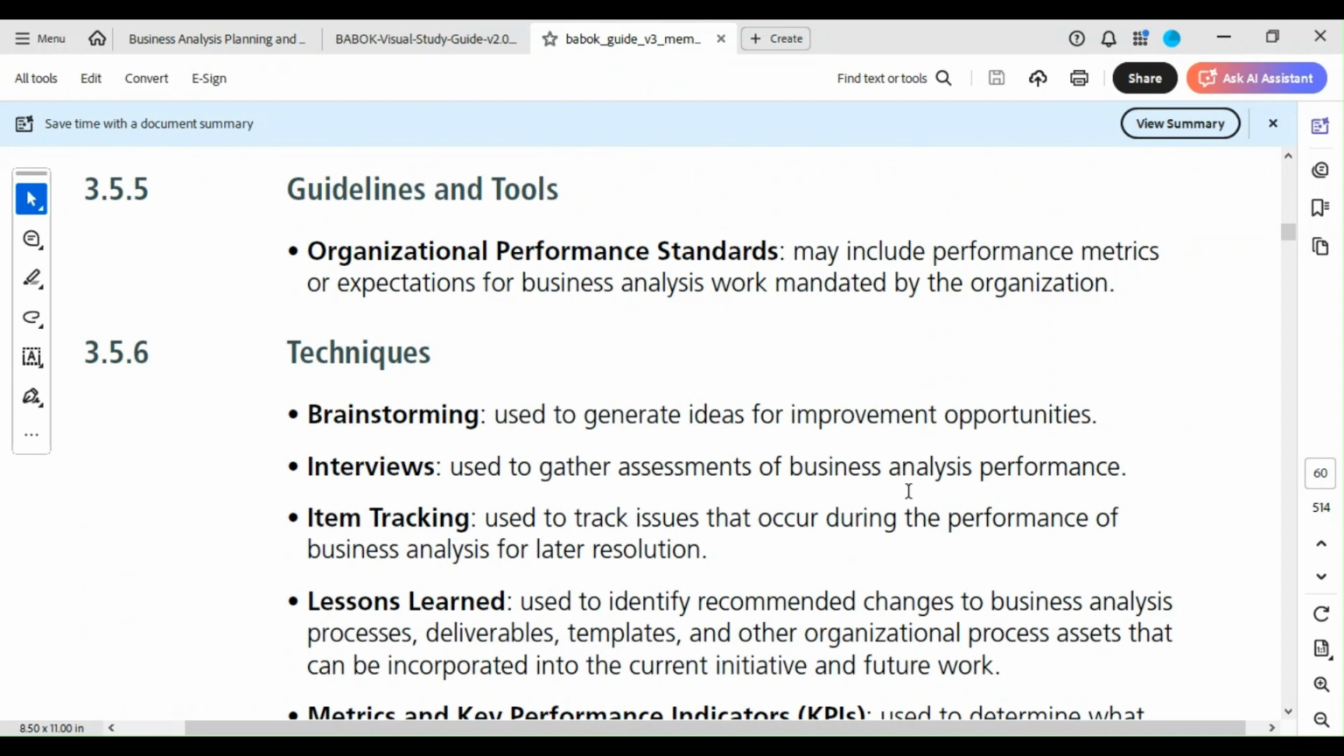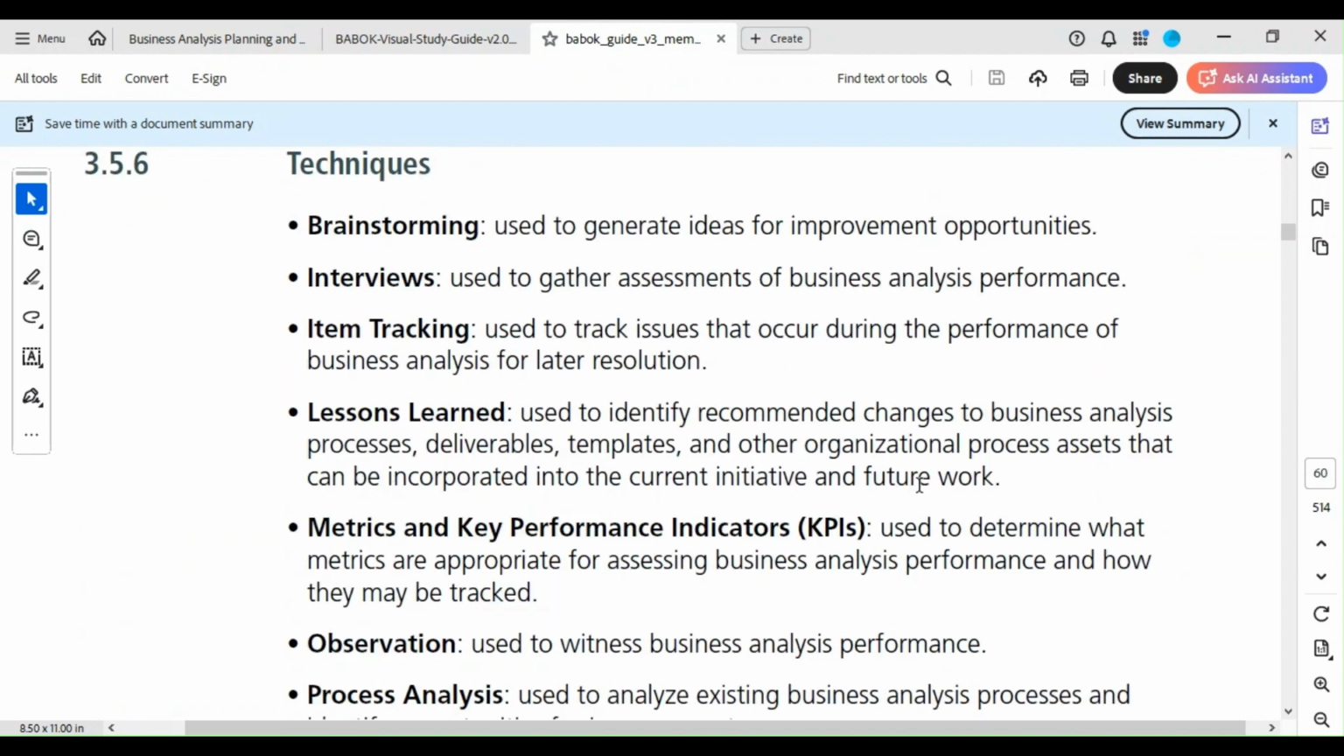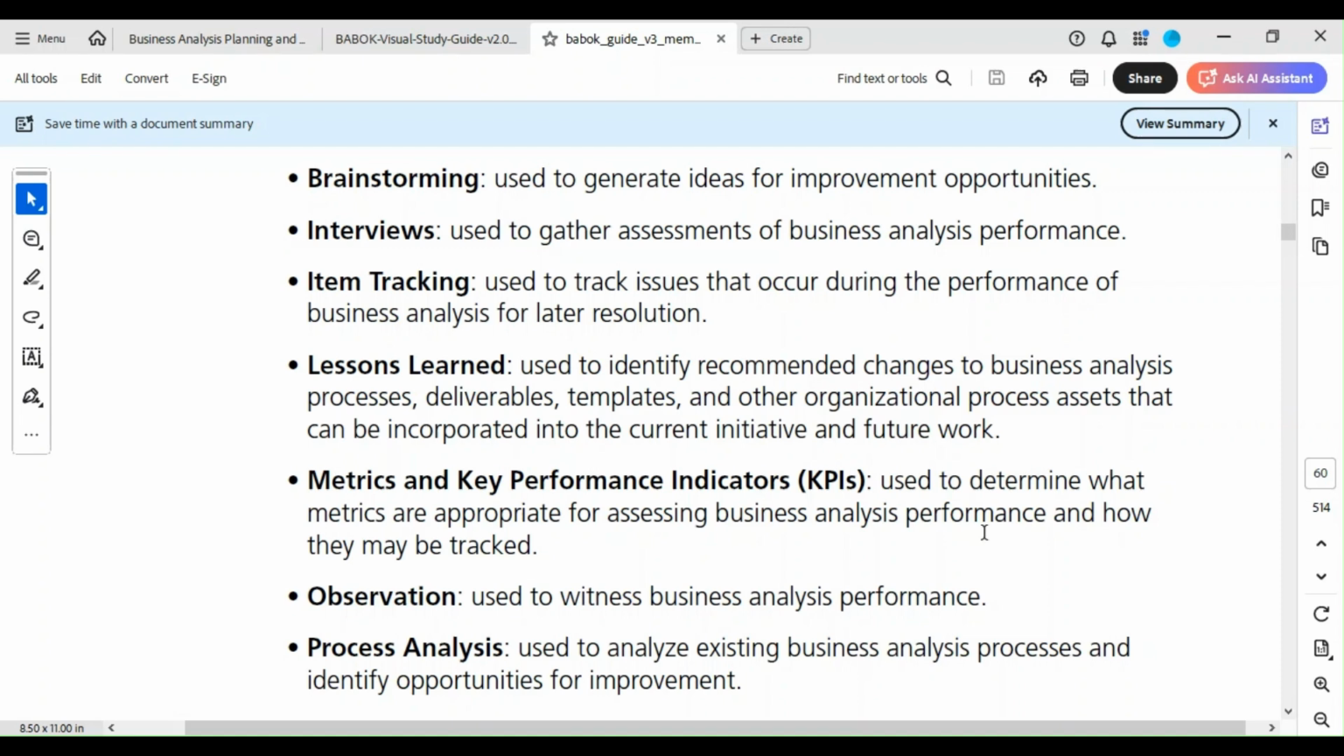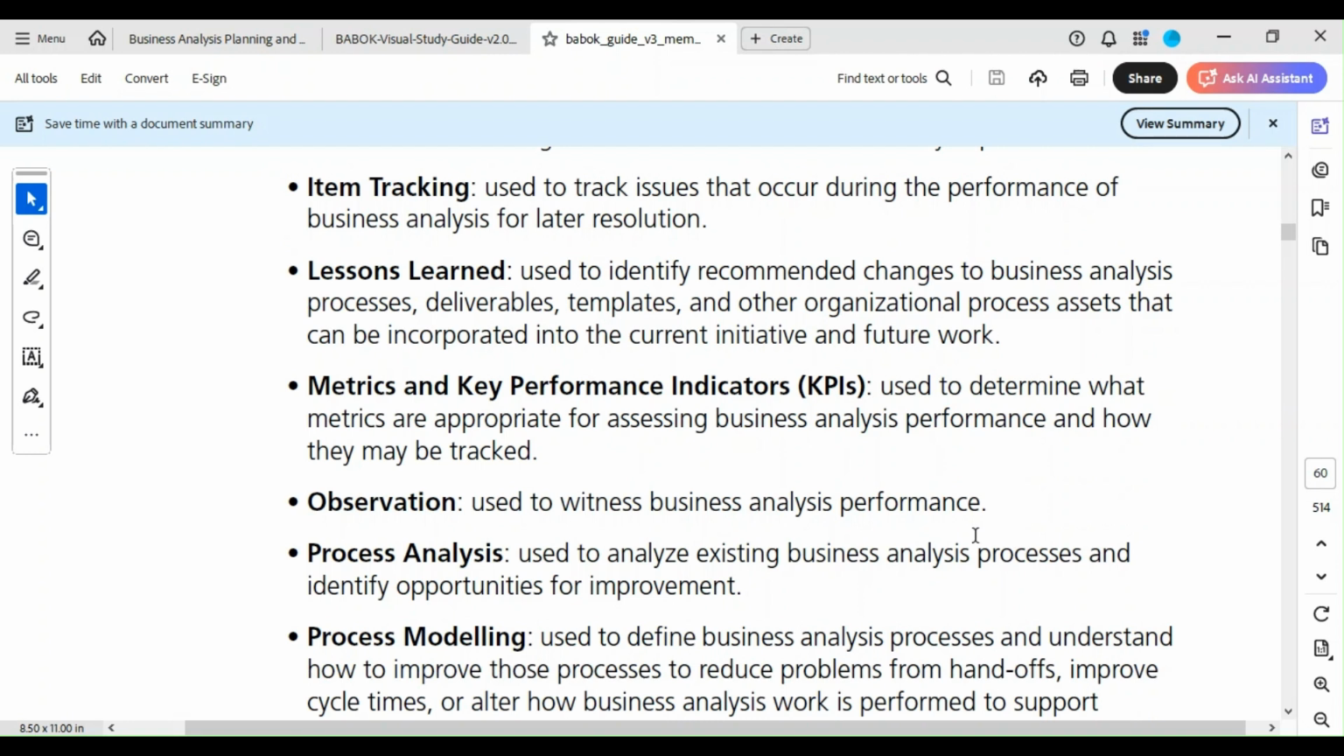Techniques, brainstorming, used to generate ideas for improvement opportunities for those measures, for those engagements with your stakeholders. Interview, you use to gather assessment of business analysis performance. Item tracking, used to track issues that occur during the performance of business analysis for later resolution. Lesson learned, used to identify recommended changes to business analysis process, deliverables, templates, and other organizational process assets that can be incorporated into the current initiative and future work.